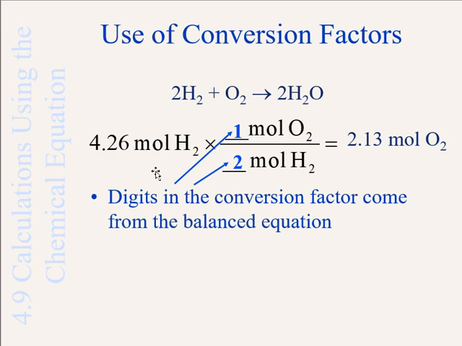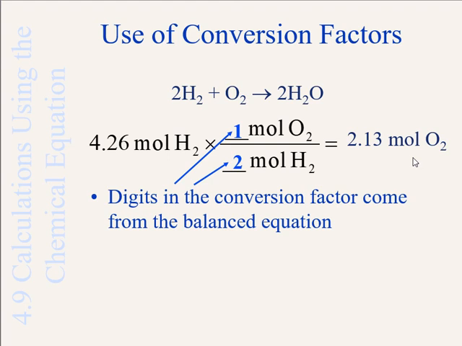What happens when you have more of this? So instead of 4.26, you have 5 moles of this. And well, what if you have more of this? Instead of 2.13 moles, you have 3 moles of this. Then who will be left over? Then O2 will be left over.